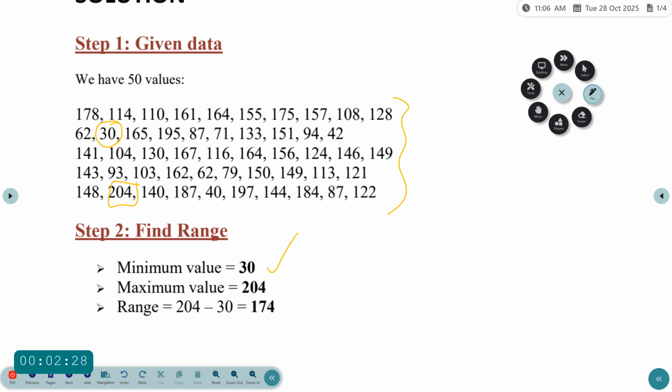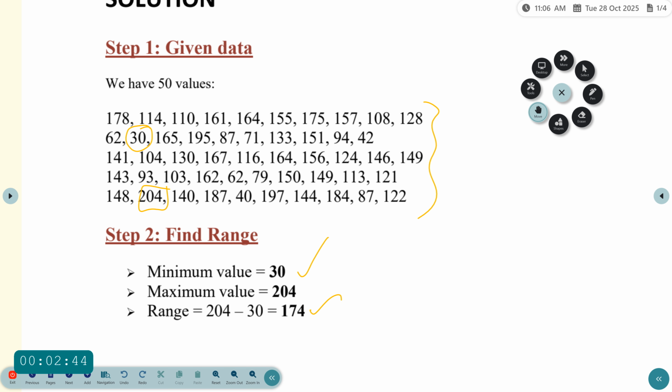So whatever the data recorded, first choose the minimum value and the maximum value. Let us find the range. The range is the largest value minus the smallest value. Range equals 204 minus 30, which is 174. This is our step 2. In the first step, we just record the given data, the 50 values. In the second step, we find the minimum and maximum values and, with their help, the range.